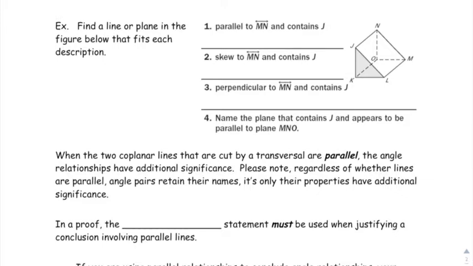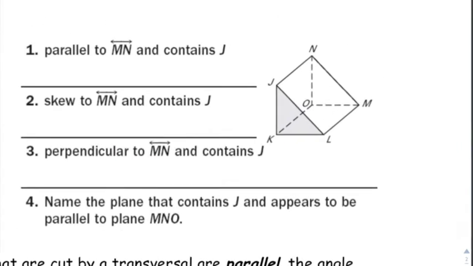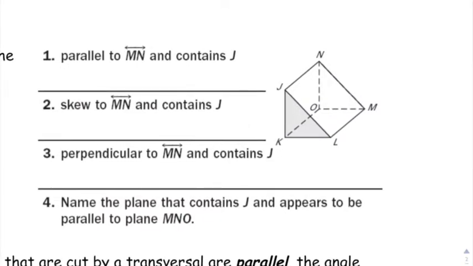Find a line or plane in the figure below that fits each description. And this is where I think we start talking about the skew lines. So let's see here. So we got parallel to the line MN. So I'm going to highlight that. MN, there it is. And then it also contains J right there. So if we want to go parallel right there, we want to make sure that the parallel lines, we assume those to be coplanar there. So I need to make sure you could get a plane going through these right here. So JL looks like my best option there as far as the line goes.